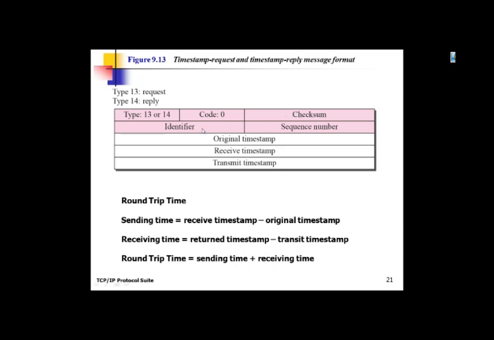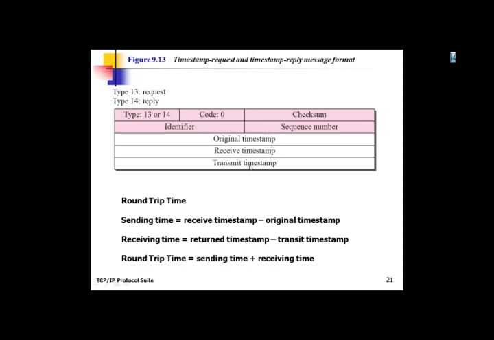Now the identifier and sequence number are not defined by the protocol, but they are used by the sender in different contexts. So now these are the 3 important fields: original timestamp, receive timestamp, transmit timestamp. The original timestamp is the time at which the packet is delivered by the sender, and we write this time in milliseconds. Receive timestamp is the value when the packet is received by the receiver. This value is again written in milliseconds.